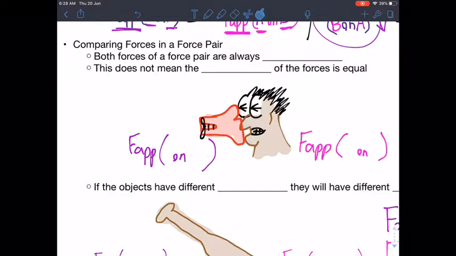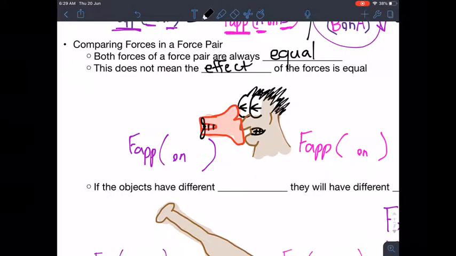And as I said earlier, when we're comparing the forces in a force pair, we want to repeat again and again and again that both forces of a force pair are always equal. There's a lot of really fundamental laws of the universe that make that have to be true. But for right now, just know that it is. Now, just because the forces are equal, and this is where people get confused, that does not mean that the effect of the forces is equal.